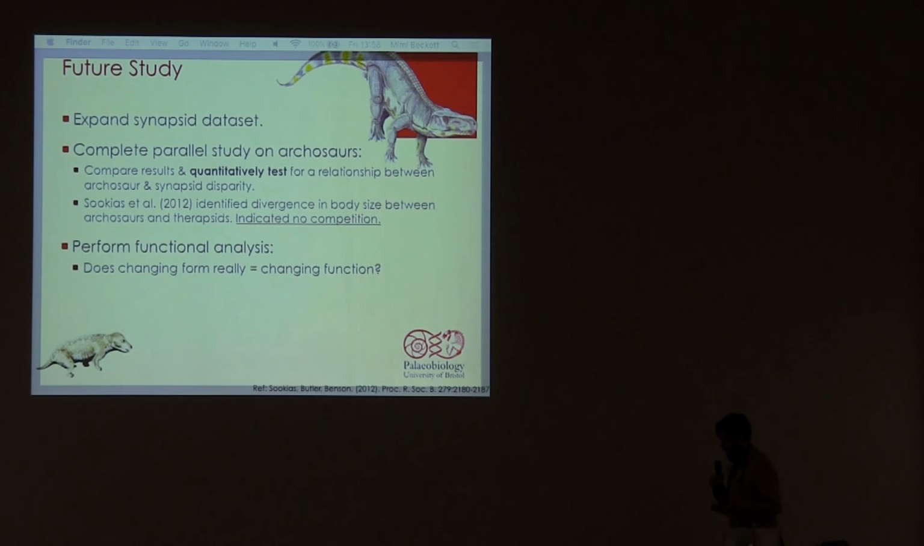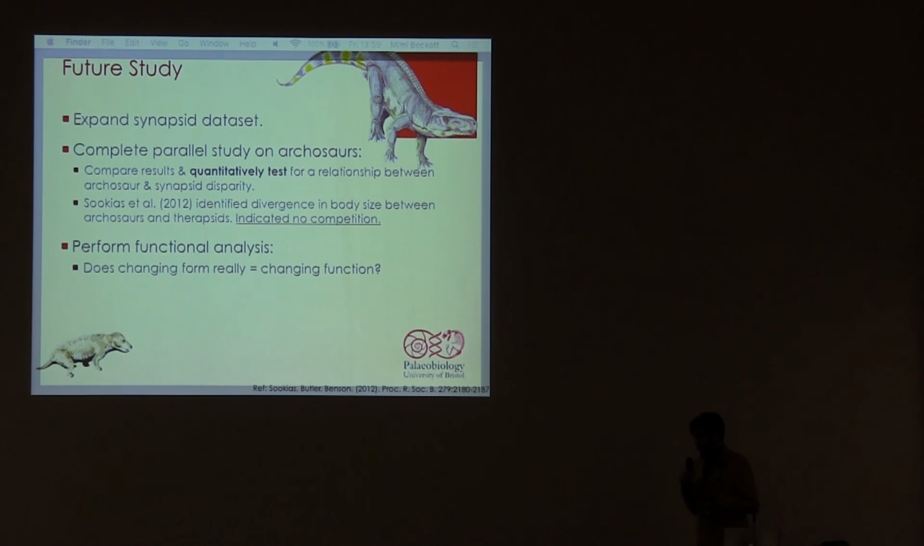So where next for this? Well, we hope to expand the synapsid data set. We had roughly around 200 taxa included in this study, but there were quite a few more where we saw there were usable mandibles, but unfortunately we couldn't get access to them. And of course we are carrying out a parallel study on the archosaurs, and we will be testing for quantitative relationships between them in the near future.